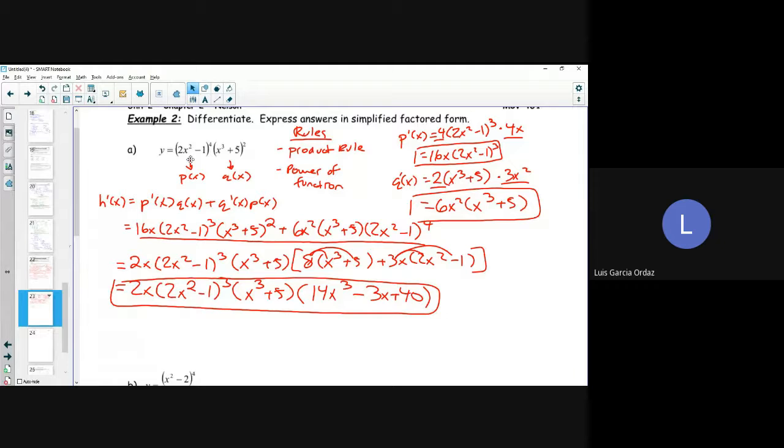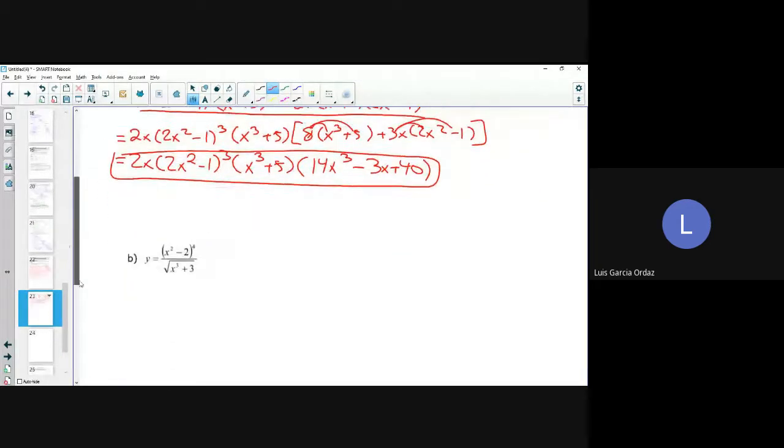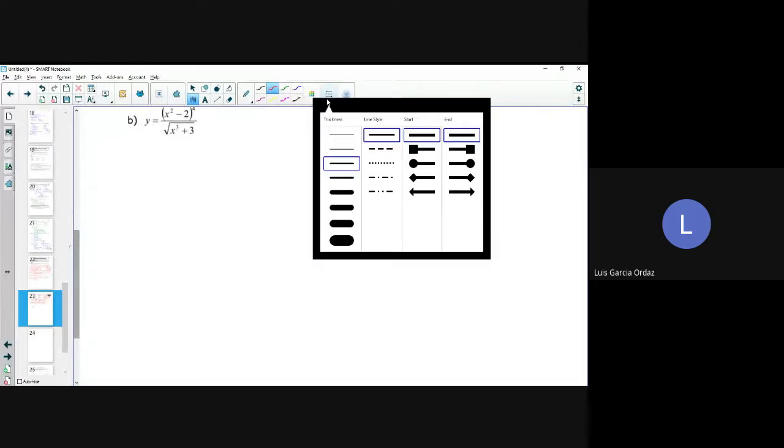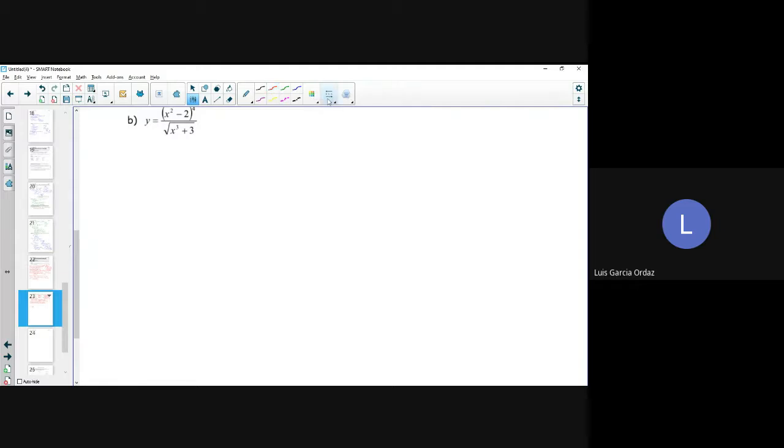All right. So now we have our next one. You want to differentiate y is equal to (x squared minus 2) all to the power of 4 divided by the root of (x to the 3 plus 3), and we need to differentiate that. Okay, so let's start by making our lives easier. So we can have (x squared minus 2) all to the power of 4 divided by (x to the 3 plus 3) all to the power of 1/2.